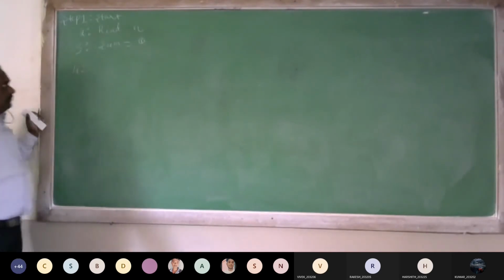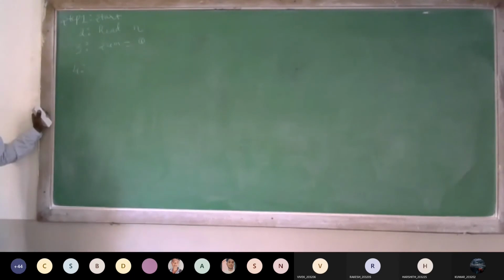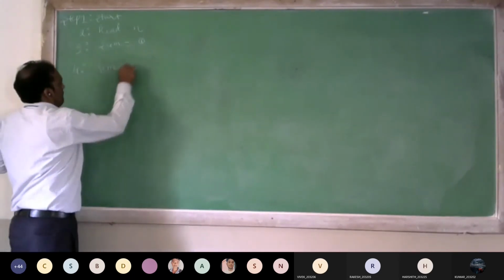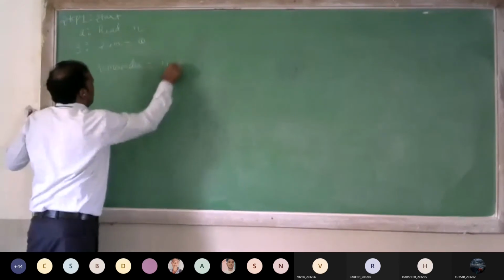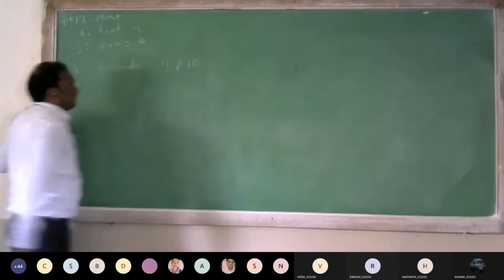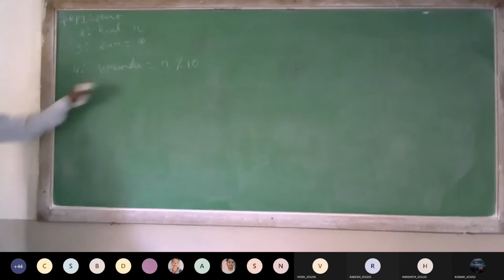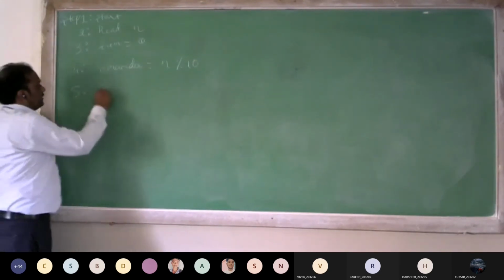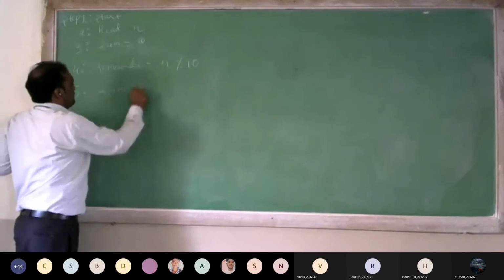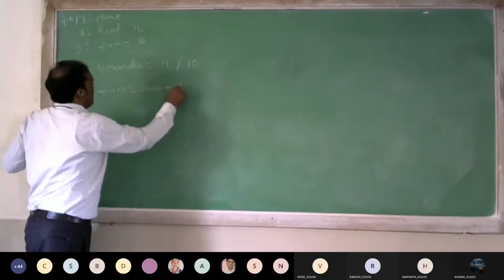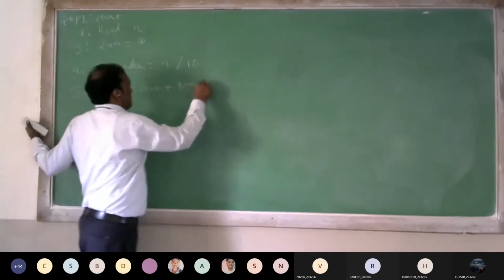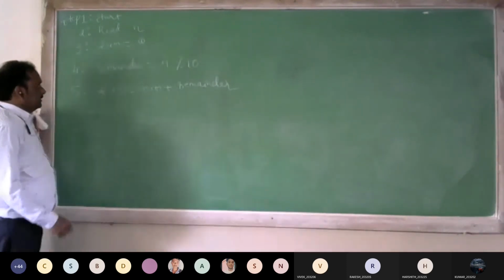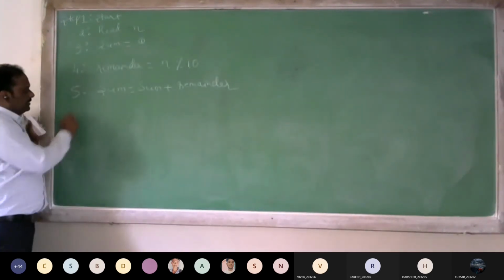Fourth one. Now we have to get the last digit. To get the last digit, we will take the remainder. Remainder is equal to n modulus 10. N modulus 10, you will get the last digit. You add that digit to sum. Sum is equal to sum plus remainder.